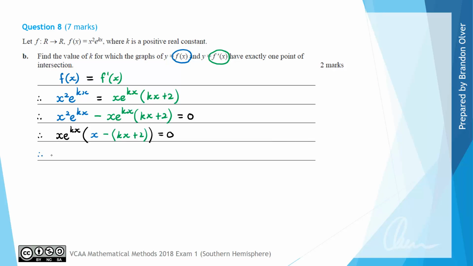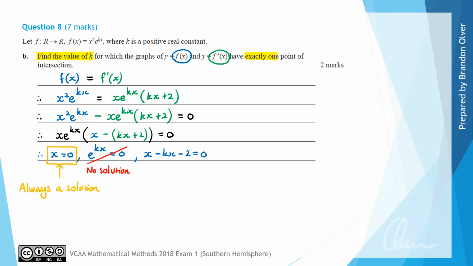So we would say that x could equal 0, e to the power of kx could equal 0, or finally x minus kx minus 2 could equal 0. Inspecting these possible solutions, x equals 0 is a valid solution. However, e to the power of kx equals 0 has no solution. Now our task is to find the value of k so that there's exactly one point of intersection. From what we just found, we can see that x equals 0 is always going to be a solution.